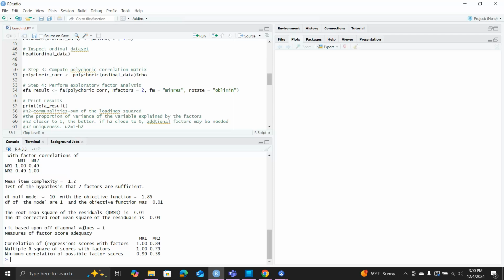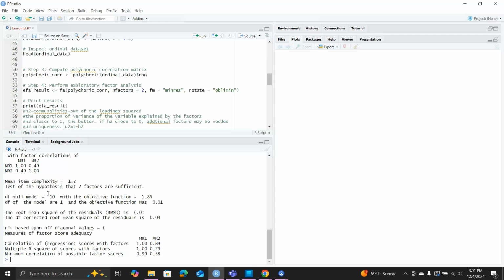The mean item complexity is 1.2. So it's close to 1, but not quite, so maybe acceptable. And then the test of hypothesis that 2 factors are sufficient. That means our two-factor model is good by the hypothesis test, but somehow I didn't see p-values and other test statistics for this hypothesis test, and I didn't really look into the documentation to see how we can extract that information.